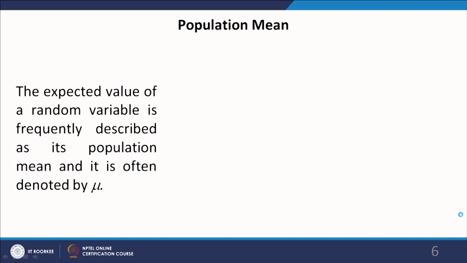Then we discuss the concept of population mean. The expected value of a random variable is frequently described as its population mean, and it is often denoted by mu. So, expected value is actually equivalent to the mean of the population observations, and it is denoted by mu.